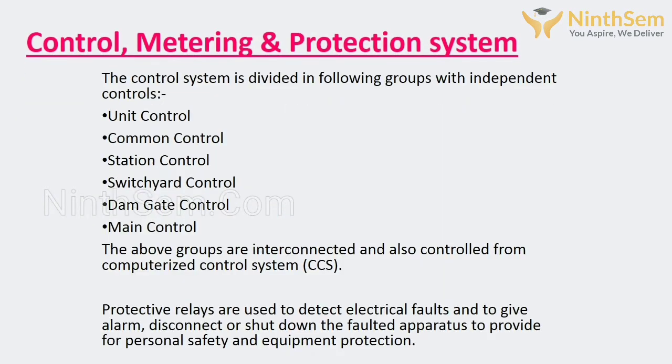The control system is divided into the following groups with independent control: unit control, common control, station control, switchyard control, dam gate control and main control. The above groups are interconnected and also controlled from a computerized control system. Protective relays are used to detect electrical faults and to give alarms, disconnect or shut down the faulted apparatus to provide for personnel safety and equipment protection.